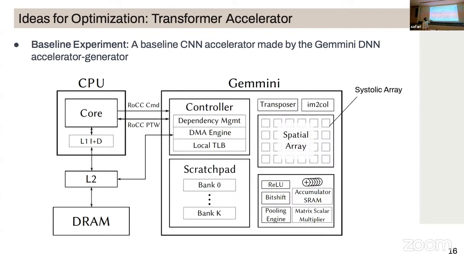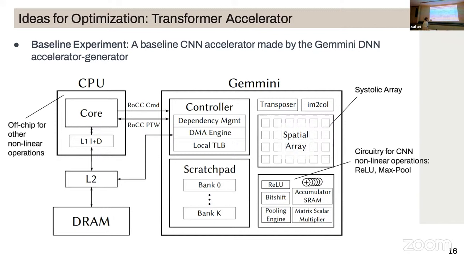We can see the same elements as before. The processing elements is now a systolic array specifically. There is an on-chip circuit for nonlinear operations in CNNs, that is ReLU and MaxPool. And then finally, we have an off-chip CPU that can do other nonlinear operations. And obviously, we again have the DRAM. So it's the same architecture as before, but it's meant specifically for CNNs.